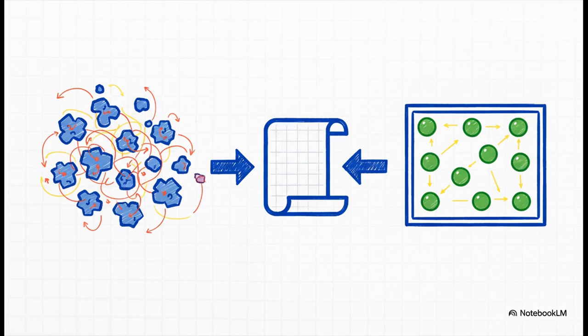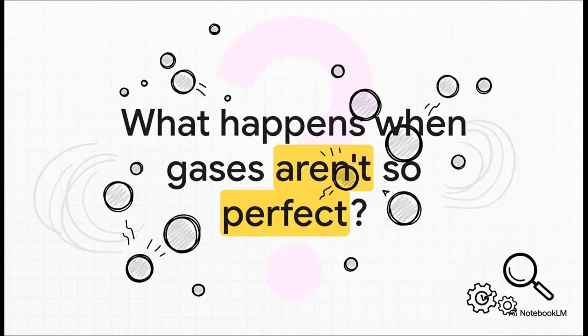So, that leaves us with one last question to chew on. This model works brilliantly for an ideal gas. But what about real gases? They aren't always so perfect. In the real world, molecules do have a little bit of size, and they do have tiny little attractions to each other. So, the real question becomes, what happens when those tiny imperfections actually start to make a difference? Well, that sounds like a story for another time.